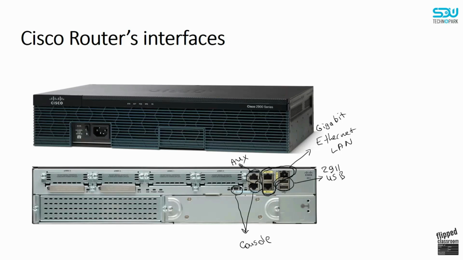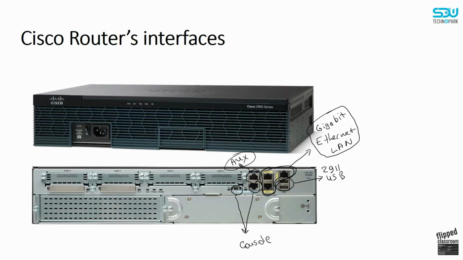So by using the yellow labeled interfaces we can attach some LANs. It means that physically we can install three local area networks into these interfaces. We can use the two USB ports to store some data on them, like an operating system or some configuration files. The auxiliary port is used to remotely access the equipment to configure it.